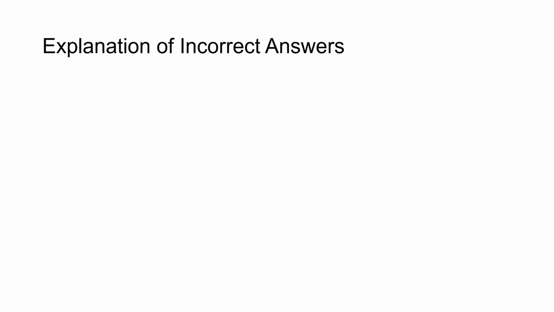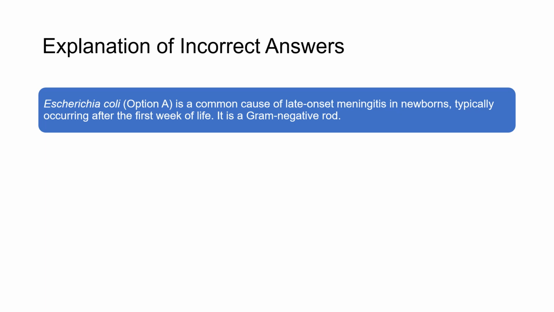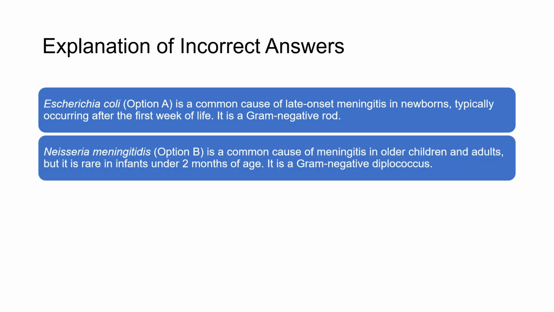What about other incorrect answers? Option A, E. coli, is a common cause of late-onset meningitis in newborns, typically occurring after the first week of life, but it is a gram-negative rod. Option B, Neisseria meningitidis, is a common cause of meningitis in older children and adults. It is a gram-negative diplococci.